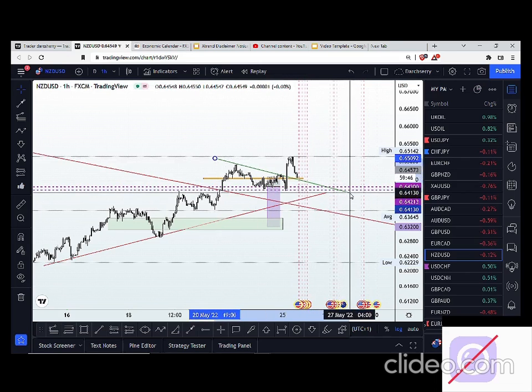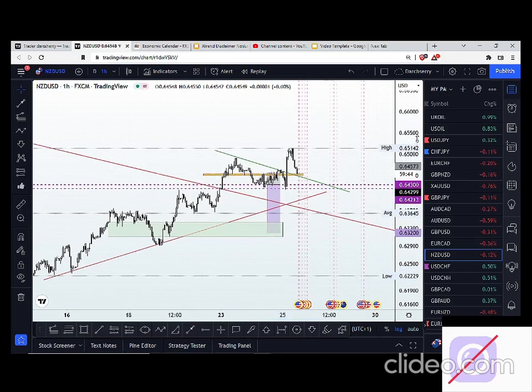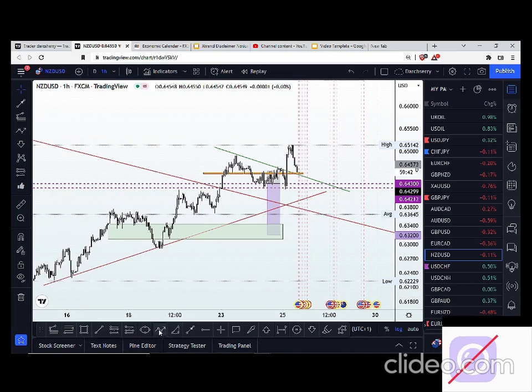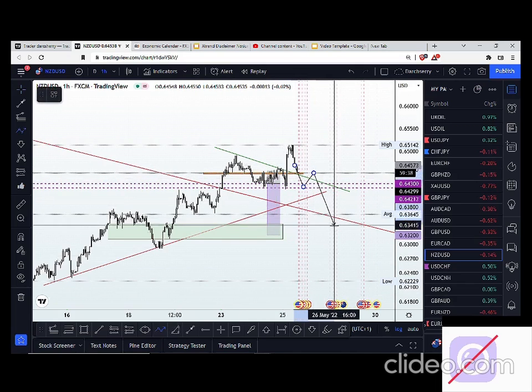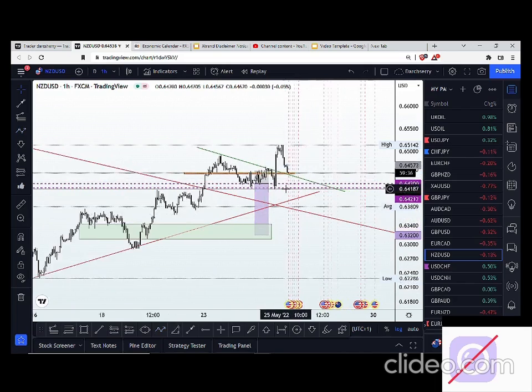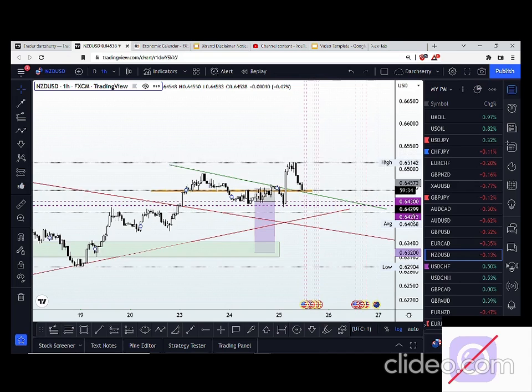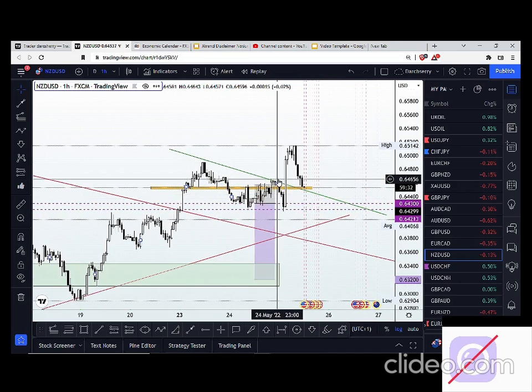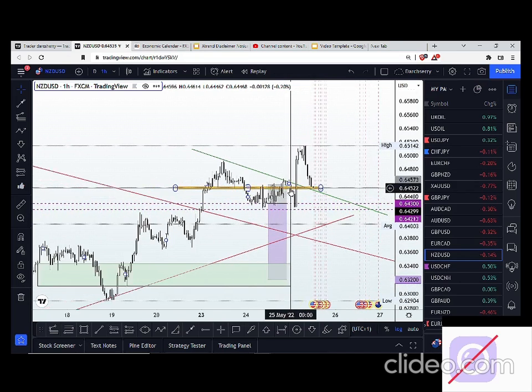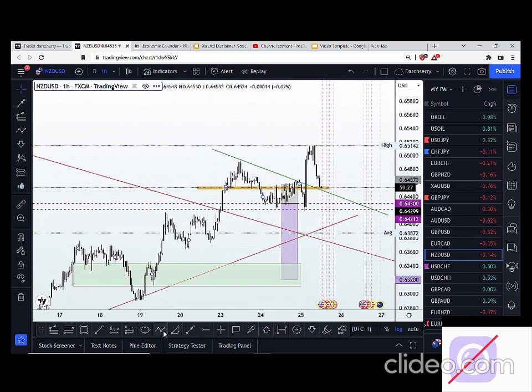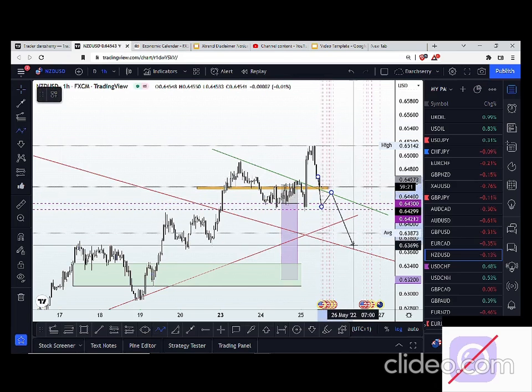Well, we could probably be looking forward to a breakdown of that neckline here. Then we look for structures around there. So okay, if we are looking for bearish momentum on this one, then we want to be looking forward to a breakdown of that trend line here, that green line, a retest, then we join the decline to the downside.